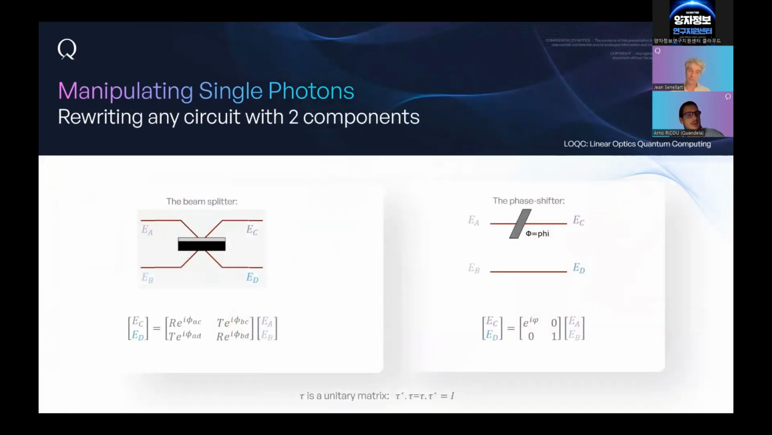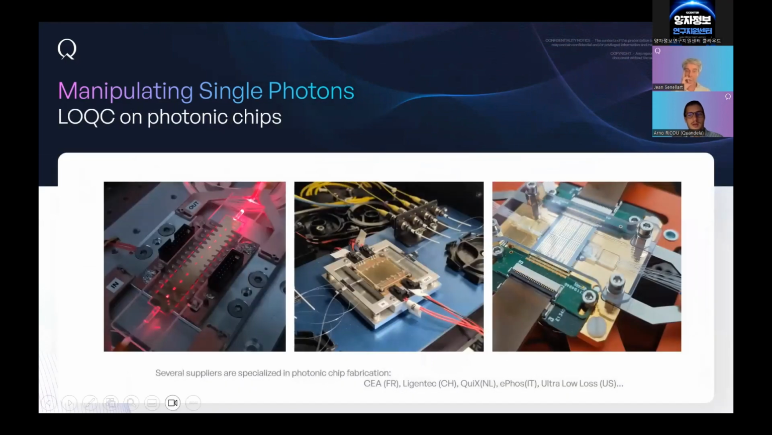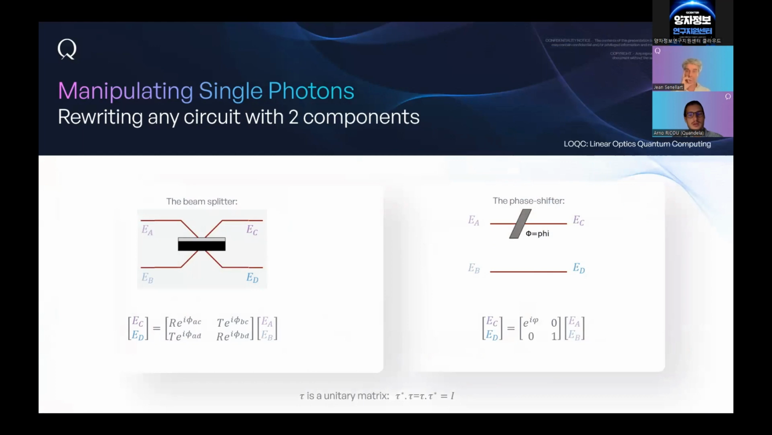Again, as a reminder, we have a universal set of gates with discrete variable photonic quantum computing, since with these two elements, a beam splitter and a phase shifter, you can basically encode any linear optical circuit. As a reminder, that's the unitary matrix for the beam splitter, and that's the one for the phase shifter. And if you assemble a mesh of those in a smart manner, then you have a universal interferometer that can encode any linear optical operation.